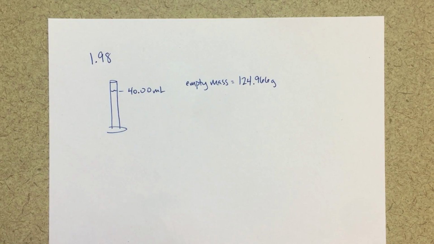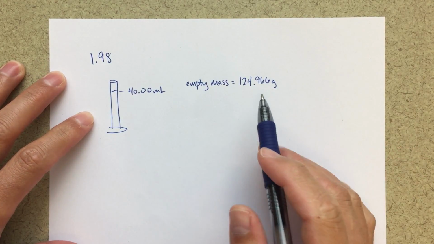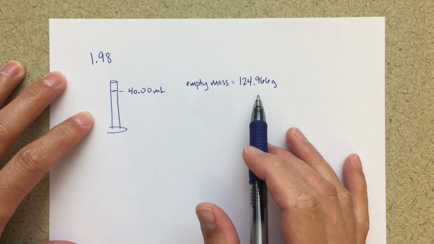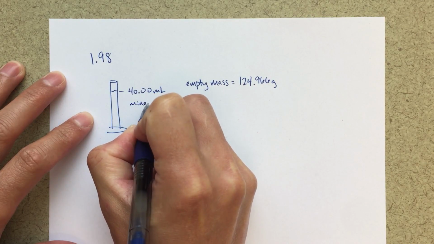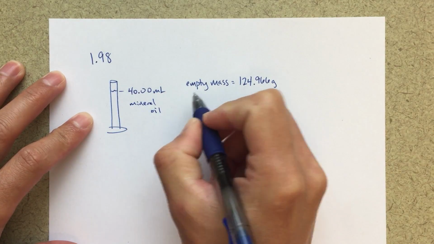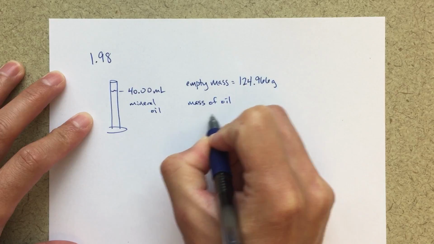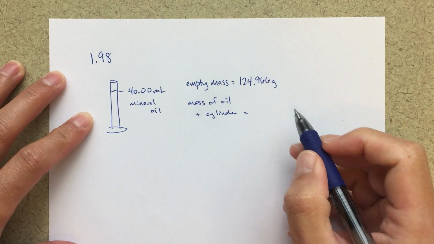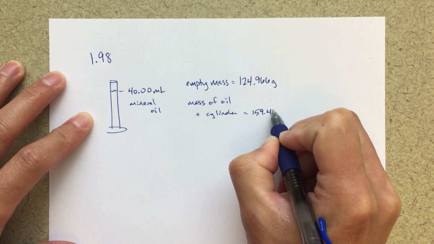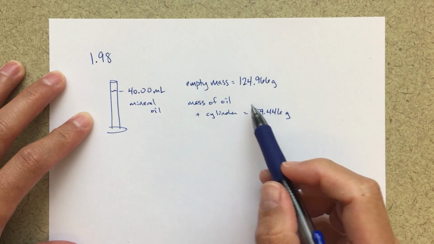So in this problem, the first thing I always want to do is organize the information that's given. The first thing that we're told is that we've got a graduated cylinder. So this is what a graduated cylinder looks like. And we're told that the empty mass of the graduated cylinder is 124.966 grams. And when we fill it up with 40 milliliters of mineral oil, the mass of oil plus cylinder equals 159.446 grams. So using these two numbers, right away we can figure out how much the oil weighs.